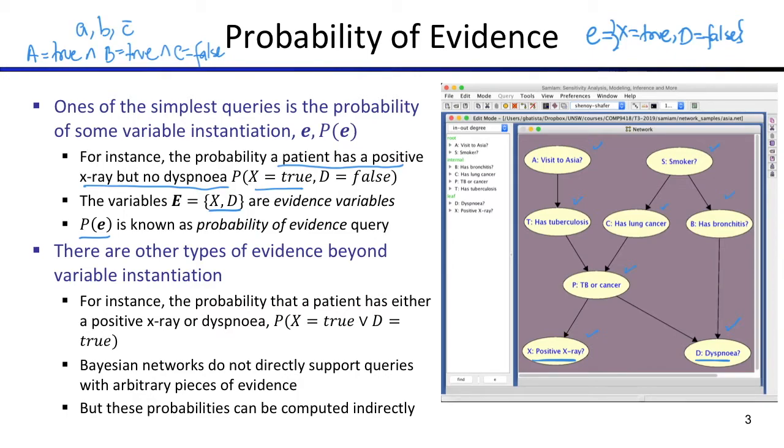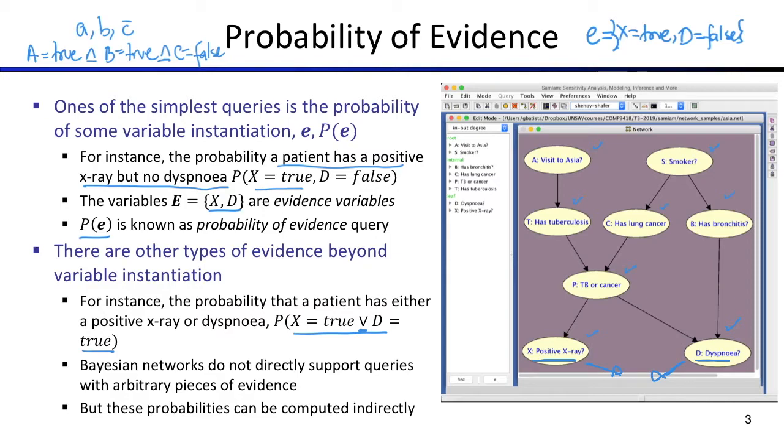We could think about something a little bit more complicated, something that goes beyond the variable instantiation. For instance, we could have a sentence like this, right? So it's not going to be only conjunctions, it will also involve disjunctions or something more complicated. But the fact is that the Bayesian network does not support those queries directly, so we have to do something different. And one technique for solving this problem is to create a new node here.